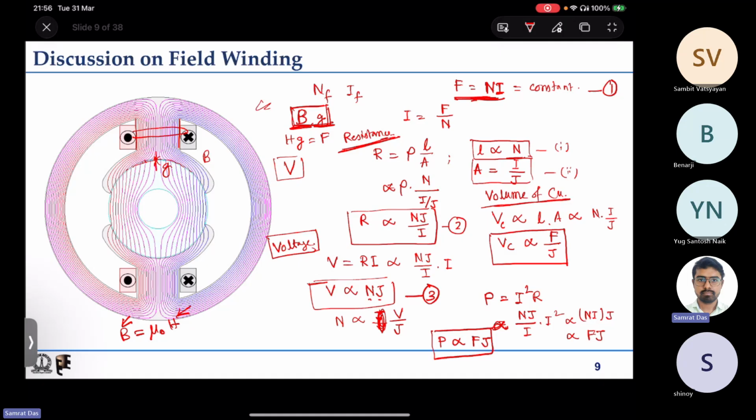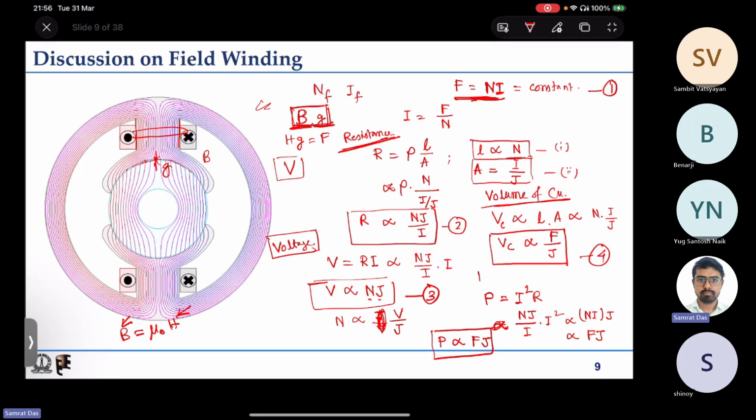Now L is proportional to N from this Roman 1 equation, and A is nothing but I by J. So Vc is proportional to F by J, that comes out as the fourth important relationship for us. So once F is fixed, the volume of copper and current density are inversely proportional to each other. That is the fourth one.